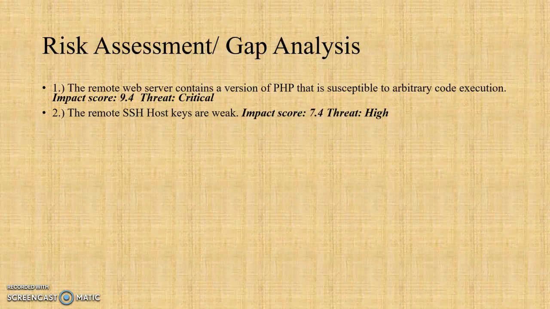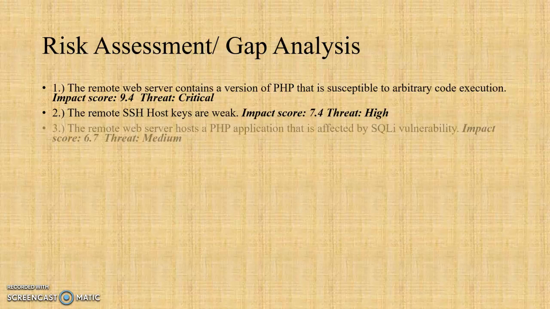The impact score of the first vulnerability, the PHP vulnerability, was 9.4 and is the most critical. The second, the SSH weak keys impact score is 7.4 and is considered a high threat. The remote X509 certificate on the remote SSL server generated by the Debian Ubuntu system contains a bug in the random number generator that is vulnerable to a man-in-the-middle attack.